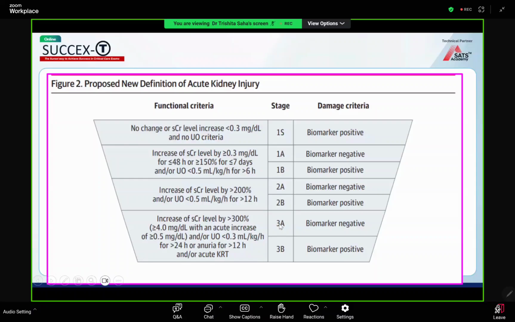If the biomarker is negative, it is 3A, and if the biomarker is positive, it is 3B. So it is basically a modification of the AKI staging which we have studied, with biomarker negative and positive. To remember, the negative part is always denoted by A, and the B sequence is for the positive part.